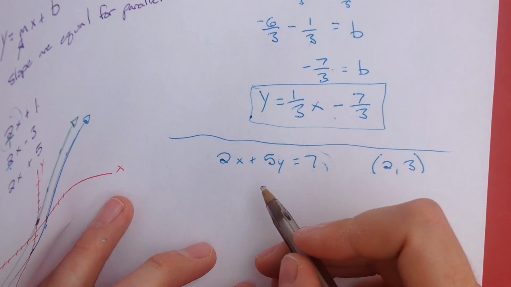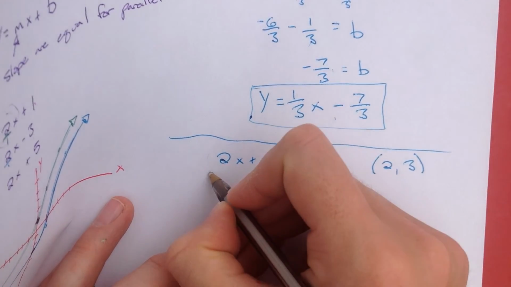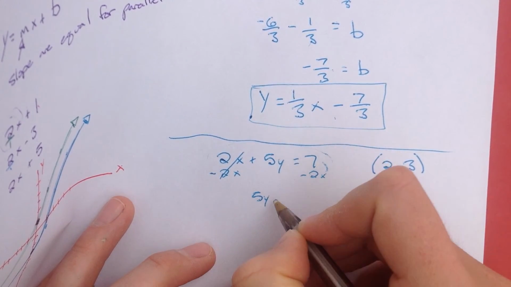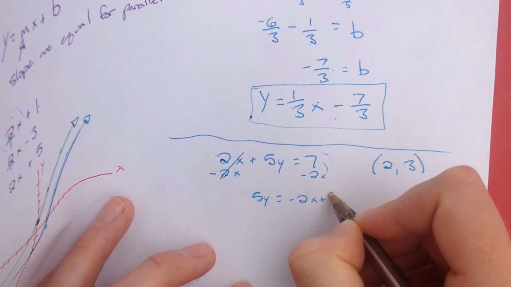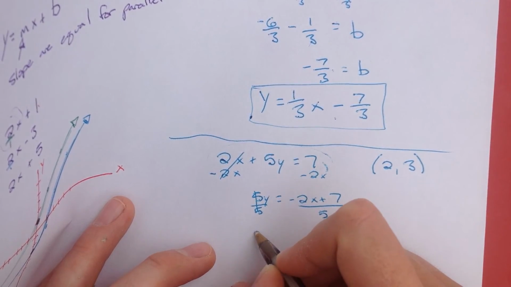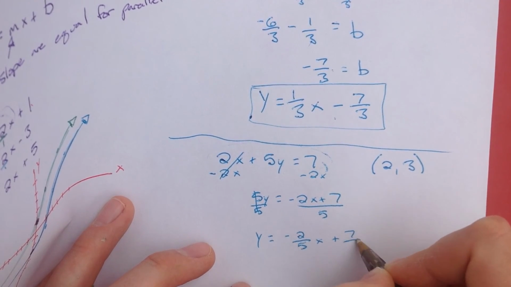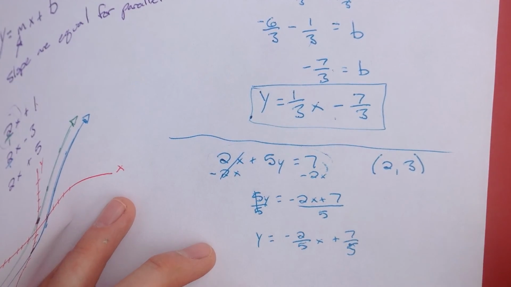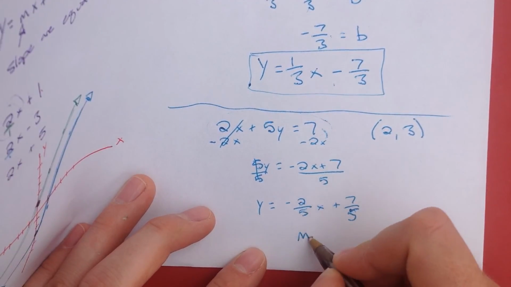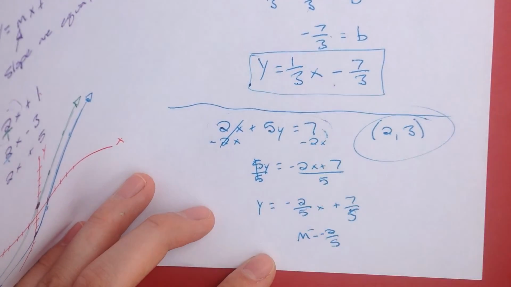Well, to find the slope, we need to have it in y equals slope-intercept form. So we would proceed to solve for y and get -2x plus 7, divide both sides by 5, and y equals -2/5 x plus 7/5. So now, all we have left to do is make an equation that goes through a slope of -2/5 and a point of 2/3.